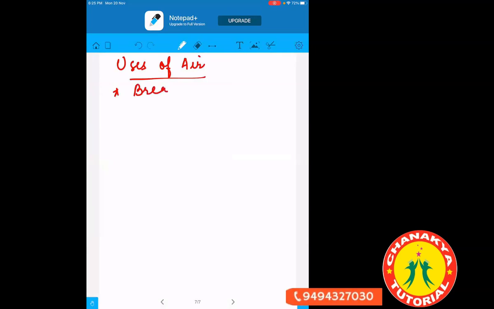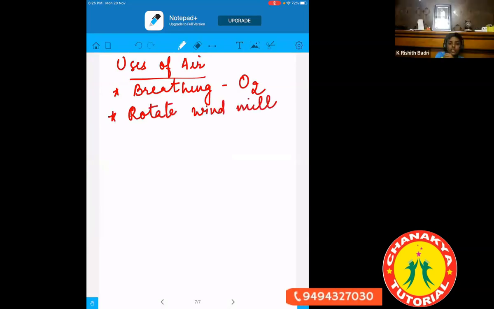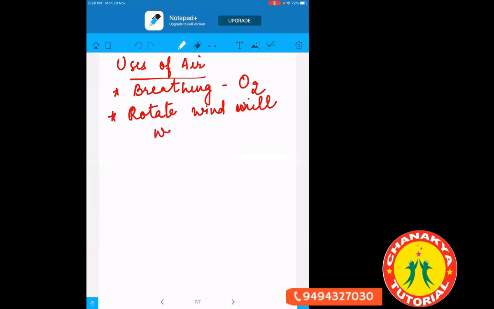When we breathe, we are taking the oxygen gas, which is very useful for our survival. Then to rotate the windmill, the air is required. If the air is not there, the windmill will not rotate. Then water cannot be lifted if the windmill does not rotate, and electricity will also not be generated if air is not there.